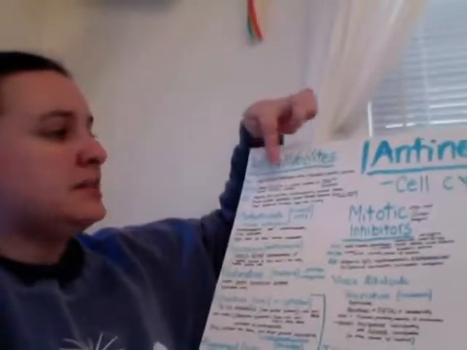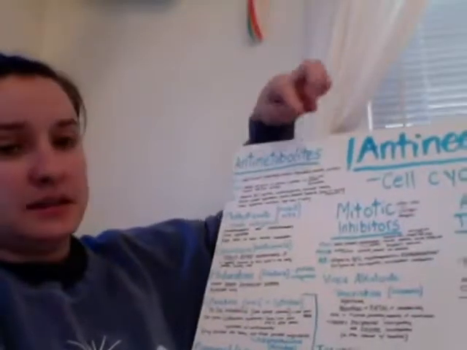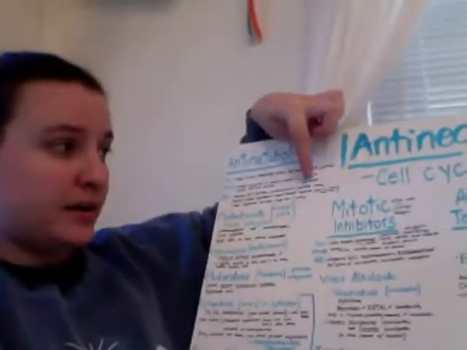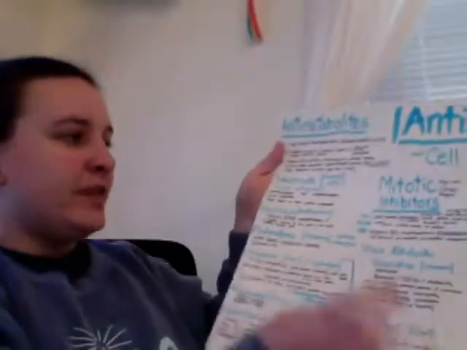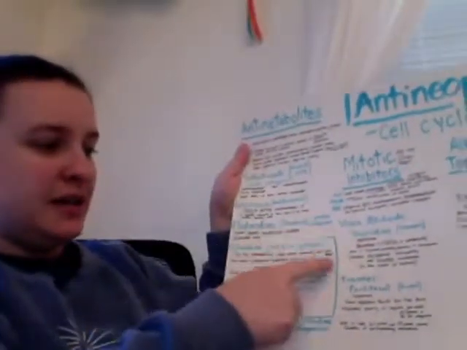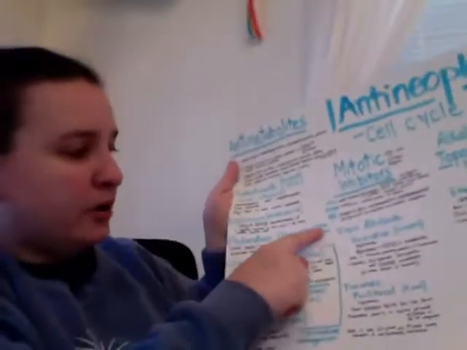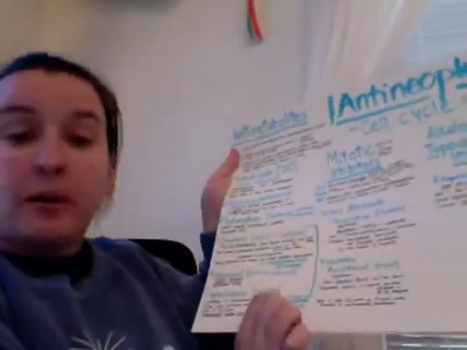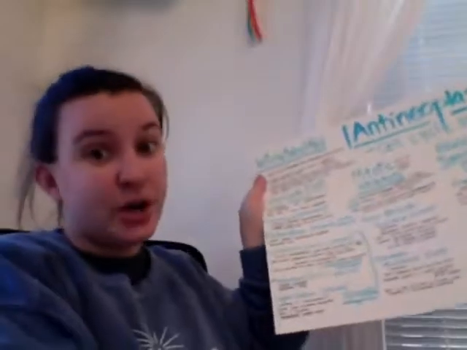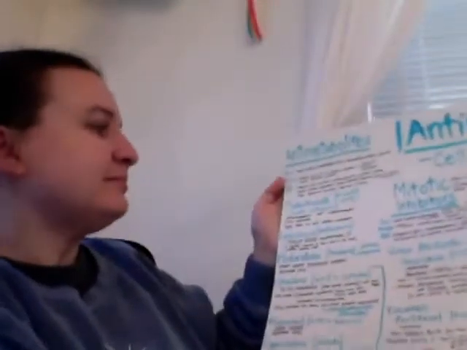So, since it inhibits the cell growth by stopping the synthesis of folic acid, purines, and pyrimidines, there are three different categories. Those that are folate antagonists, those that are purine antagonists, and those that are pyrimidine antagonists. So, we're going to start at the top.